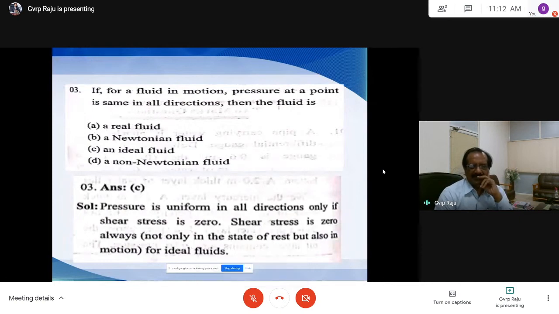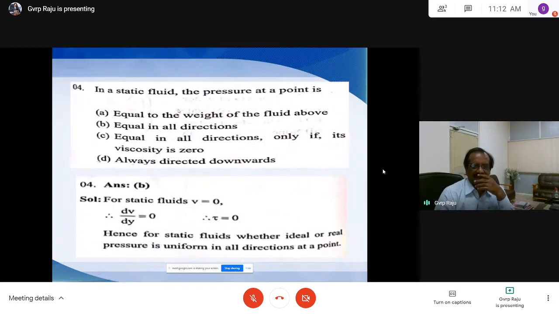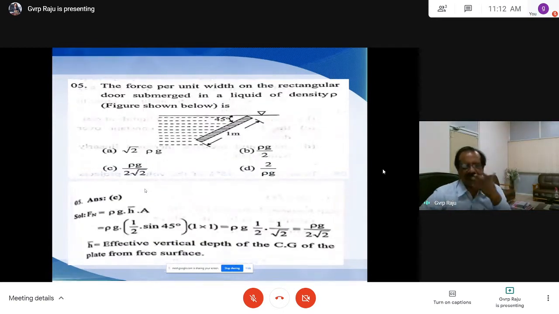In fluid in motion, if the pressure at a point is the same in all directions, then the fluid is an ideal fluid. So for an ideal fluid we can expect the pressure to be equal in all directions, Pascal's law. Pressure at a point is the same in all directions, which you can expect only for an ideal fluid. The answer is C. In a static fluid, the pressure at a point is equal in all directions. Same question, the answer is B. In a different year he has given the same question.